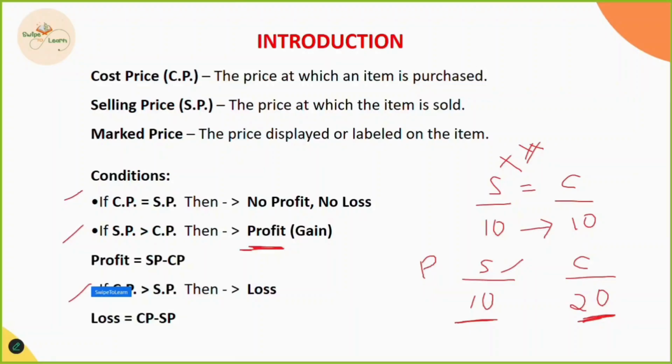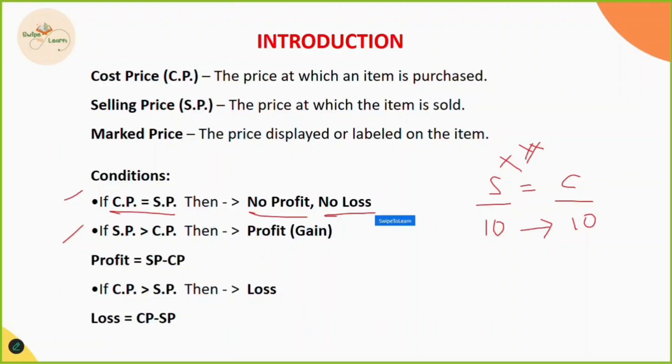If cost price is greater than selling price, then we say that there is a loss. Say the shopkeeper bought it at 10 rupees, but we bargained and purchased it for 5 rupees. Then we say that the shopkeeper has a loss. So these are the three conditions. If cost price is equal to selling price, there is no profit or loss. If selling price is greater than cost price, there is a profit.